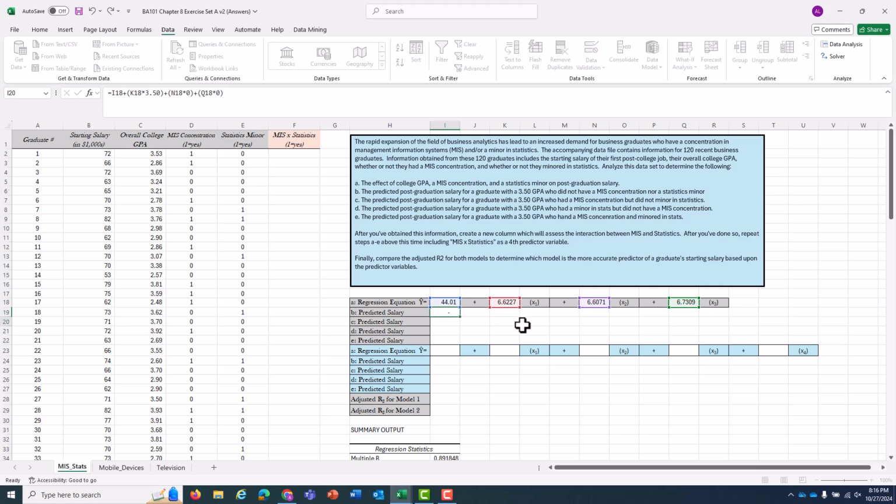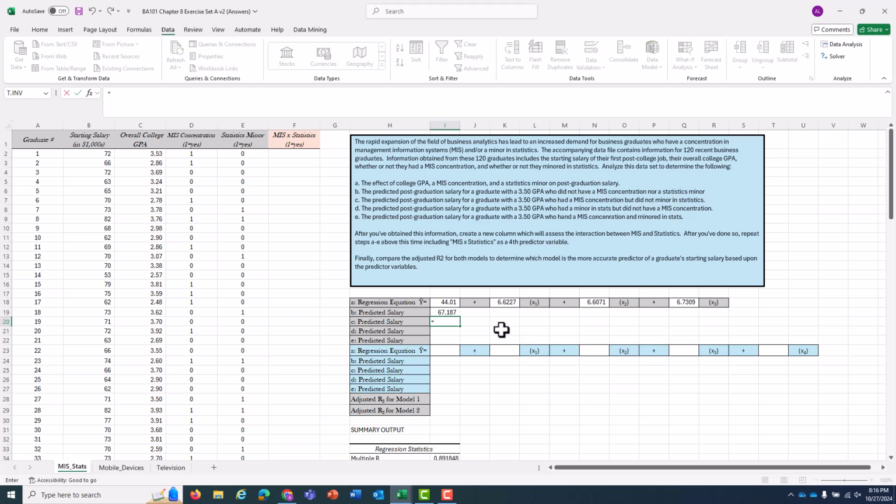And I throw that into my formula, and I come up with 67.187. So this particular student in scenario B, once they graduate, their first post-graduation salary, they should start at a little over $67,000 a year. Let's move on down to C. The predicted post-graduation salary for a graduate with the same GPA, 3.5. We're going to keep that consistent so we can isolate out the effects of the MIS concentration and the stats minor. In C over here, they have the MIS concentration, but they did not get the stats minor.